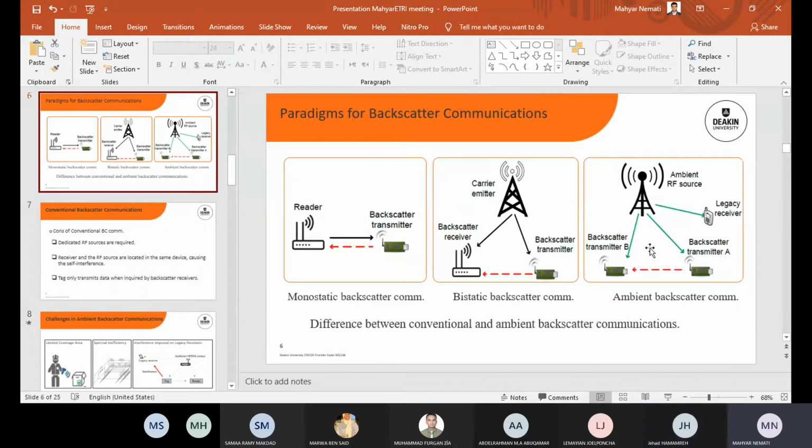But in the ambient backscatter model, since these ambient RF signals are always available around, the transmitter is able to decide when it needs to send the data. So it doesn't need to wait for another external source to be activated. It can automatically send data whenever it wants.